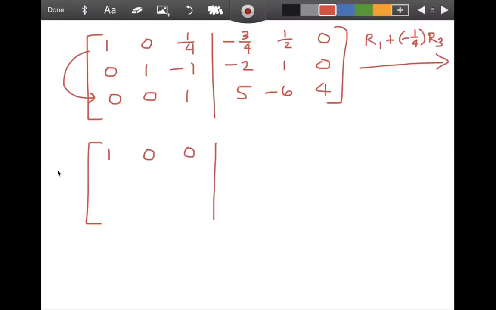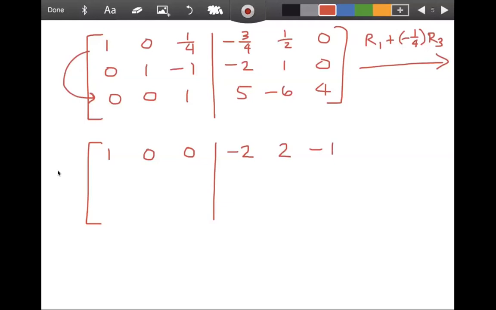All right, negative 3/4 plus negative 1/4 times 5 is negative 3/4 plus negative 5/4, which is negative 8/4, which is negative 2. That's nice. 1/2 plus negative 1/4 times negative 6 is 1/2 plus 6/4, which is 1/2 plus 3/2, which is 4/2 or 2. And 0 plus negative 1/4 times 4 is negative 1. All right, that takes care of row 1.